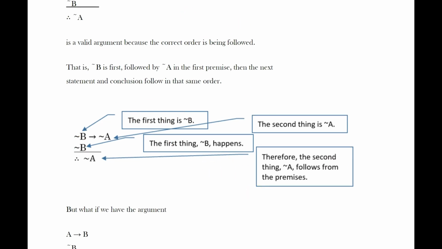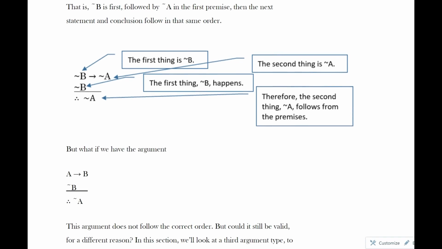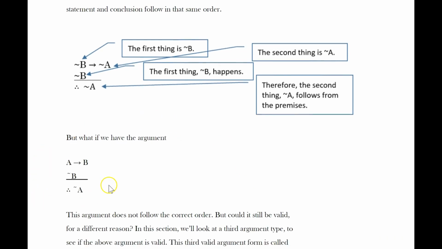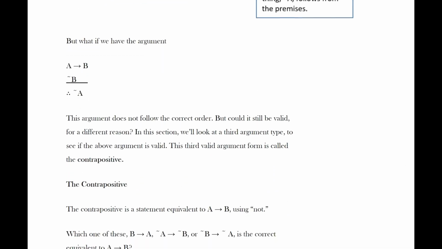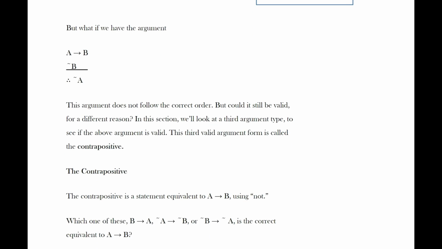So this is valid. And I've written it out here in a little diagram, but it's the same thing as what I just said. But for this video, what we're concerned with is what if we have this argument here? You notice that the order is wrong, right? But I have a not here and a not here. And so could this still be a valid argument? To decide, we're going to look at something called the contrapositive.